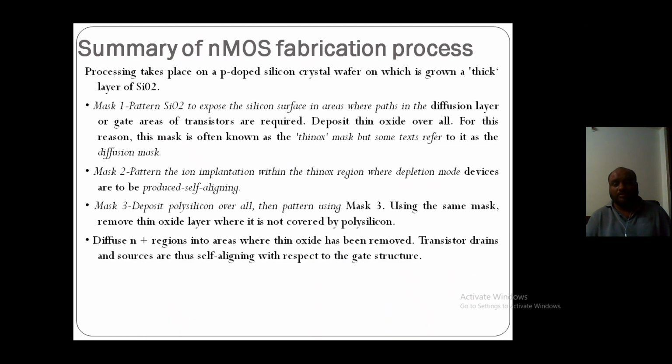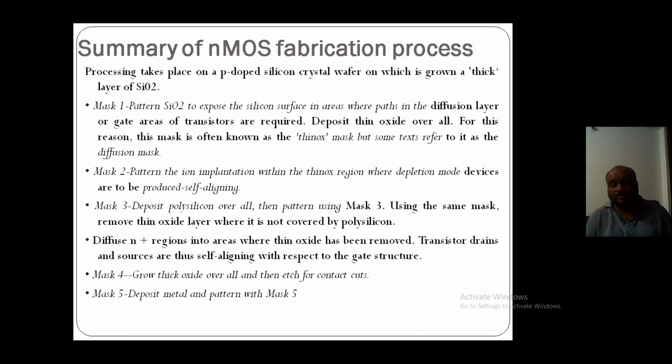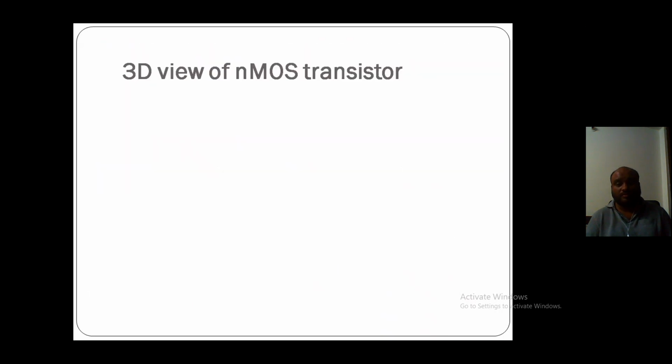Then followed by a step of diffusing n plus regions to form the source and drain. Then mask 4 is used to expose only those contact regions where source, gate and drain need to be exposed to the external world. And then mask 5 is used during the metallization process and its patterning. And mask 6 we have not discussed in the fabrication of NMOS. It would be required for the step of overglassing the entire process.